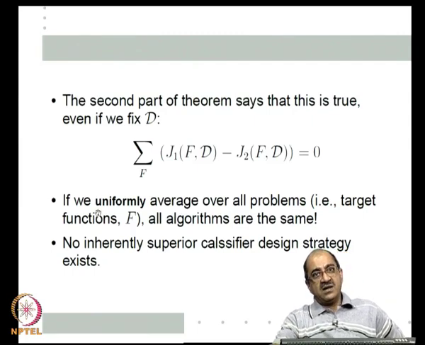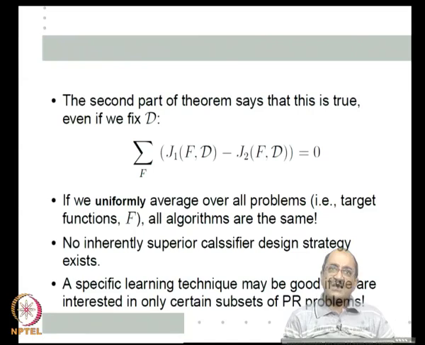So, what does this mean? It means a specific learning technique may be good if you are interested in a certain subset of PR problems. If you think of the set of all possible PR problems, if in some subset one algorithm does much better than others, then it must be doing much worse than others in some other part of the space of all possible problems. The only way I can do better on a certain class of problems is by doing worse on certain other problems. If all problems are weighed equally, then averaged over all possible problems, the error of one algorithm is no different from any other algorithm.